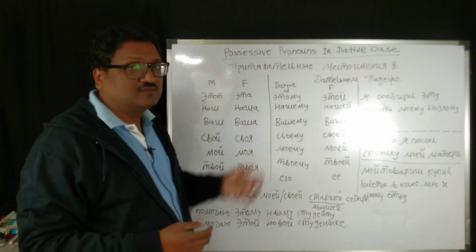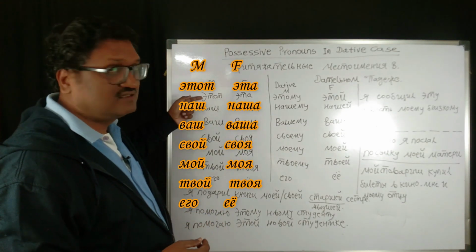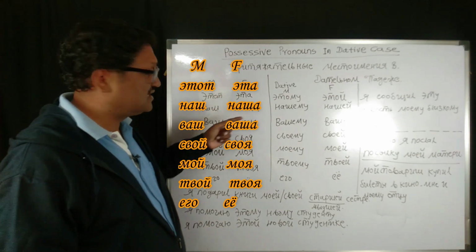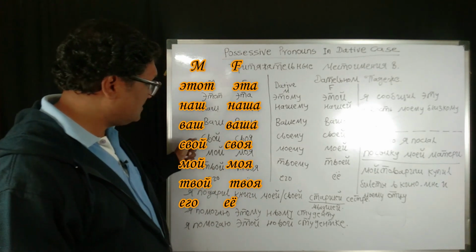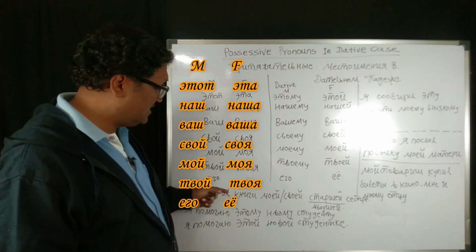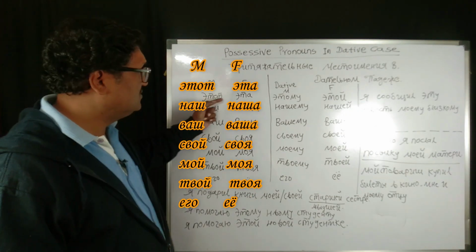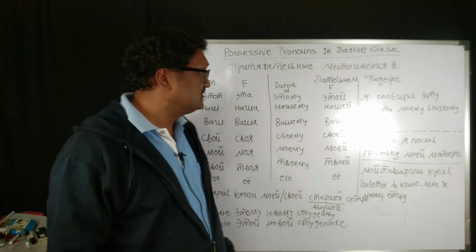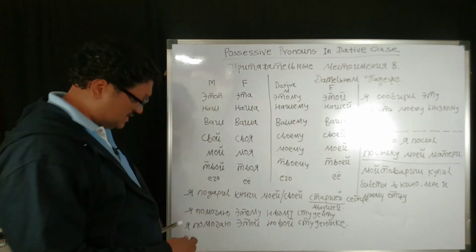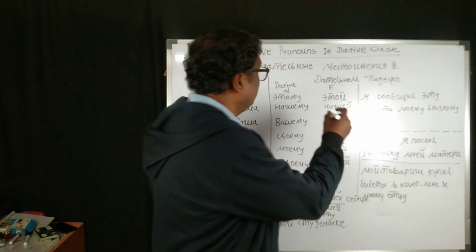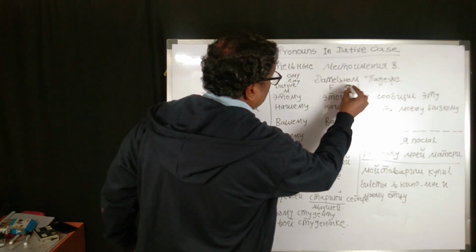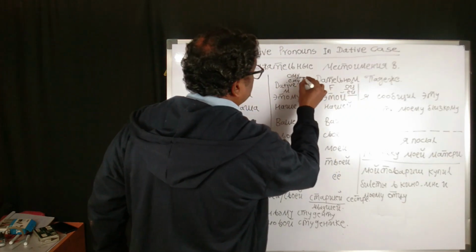Okay, so the possessive pronouns are first этот or эта, masculine and feminine: этот, эта, наш, наша, ваш, ваша, свой, своя, мой, моя, твой, твоя, его and её. Now how they are changing in the dative case, that we will see. The masculine will take the endings -ому and -ему, and the feminine will take the endings -ой and -ей. That is the ending in the dative case.